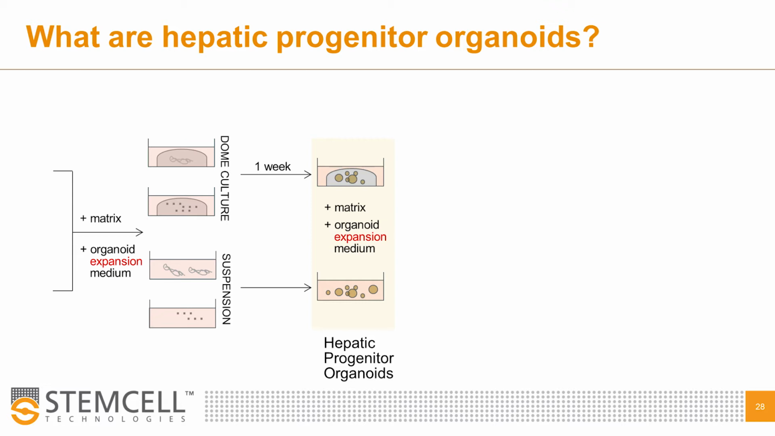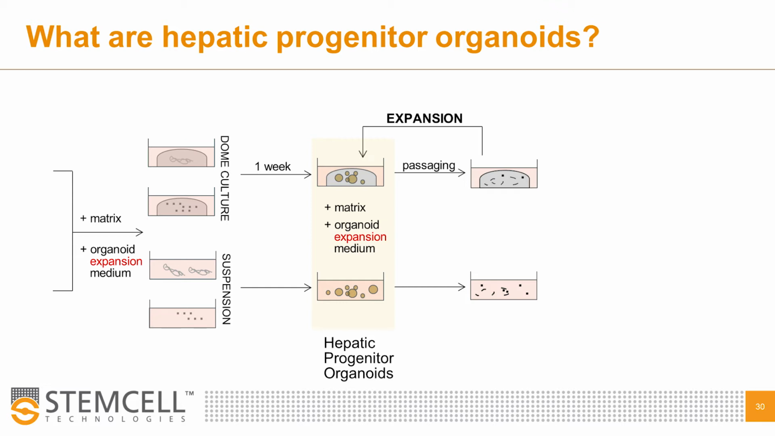After embedding the primary tissue material in dome or suspension culture, the cells self-organize within a week into epithelial monolayer spheres with a hollow lumen. These hepatic progenitor organoids are composed of cells that still express liver progenitor and stem cell genes. At this stage, organoids are genetically stable. They can be maintained indefinitely by passaging the culture, and within a week, these passaged organoid fragments form a lumen and expand again into new organoids.